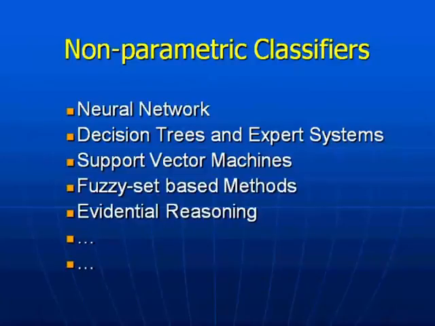Now when I look at the literature, a number of classifiers have been developed which come under the category of non-parametric classifiers, and these classifiers have come from different theories: theories of artificial intelligence, information theory, machine learning, fuzzy set based theory, and so on. Some of these approaches are neural network classification, decision trees and expert systems, support vector machines, fuzzy set based methods, evidential reasoning, and many more. And this list is not exhaustive. There are many more.